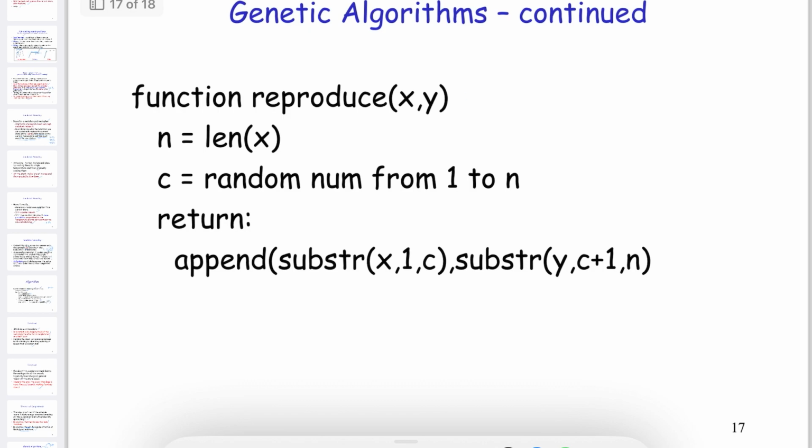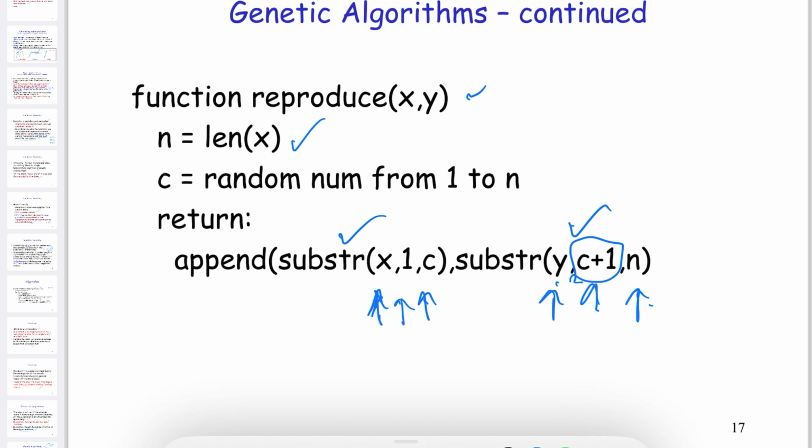Now the reproduction of X, Y is, so first you find the length of X, n, then a random number C equal to a random number from 1 to n, and return append(substring(X, 1, C), substring(Y, C+1, n)). So now we can see what it does: the substring of X from 1 to the random number C, and then the substring of Y from C plus 1 to n, where n is the last position, and C plus 1 is nothing but the random number plus 1. So this is how the mutation and the reproduction happen between X and Y. So this is what the genetic algorithm does.